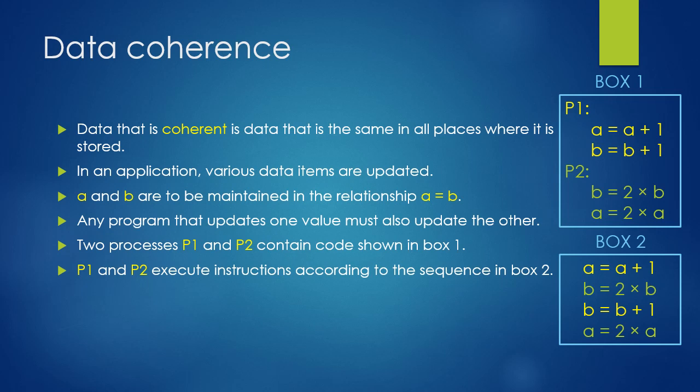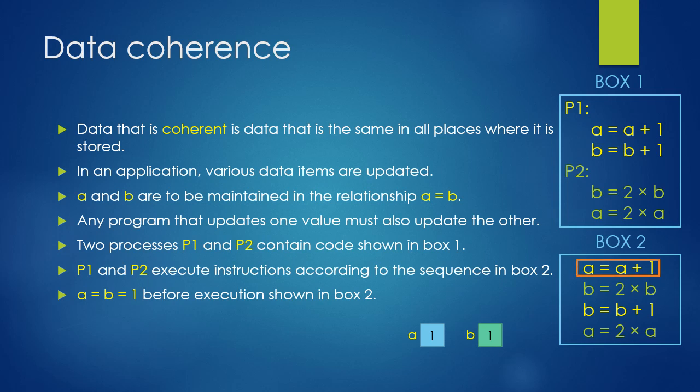Now consider the following concurrent execution sequence in which P1 and P2 execute instructions according to the sequence in box number 2. They use A and B following mutual exclusion discipline. That is, only one process accesses each variable at a time. While P1 updates A, P2 updates B. Then while P1 updates B, P2 updates A. We start with A equals B equals 1.